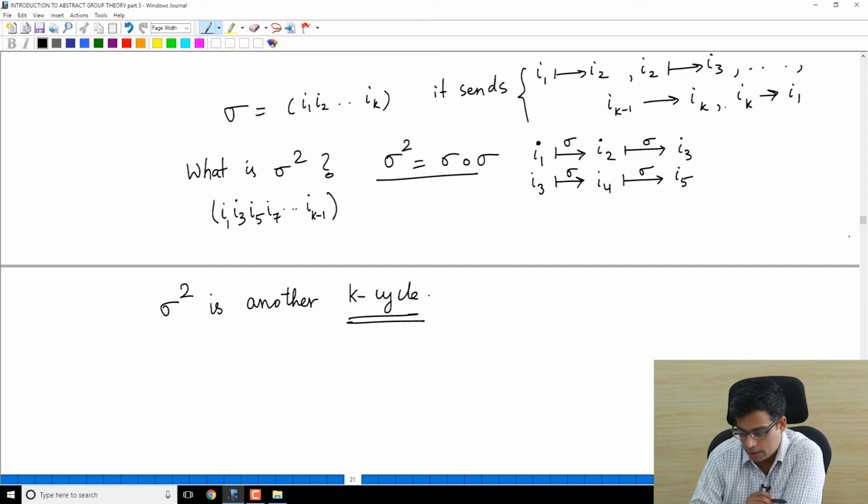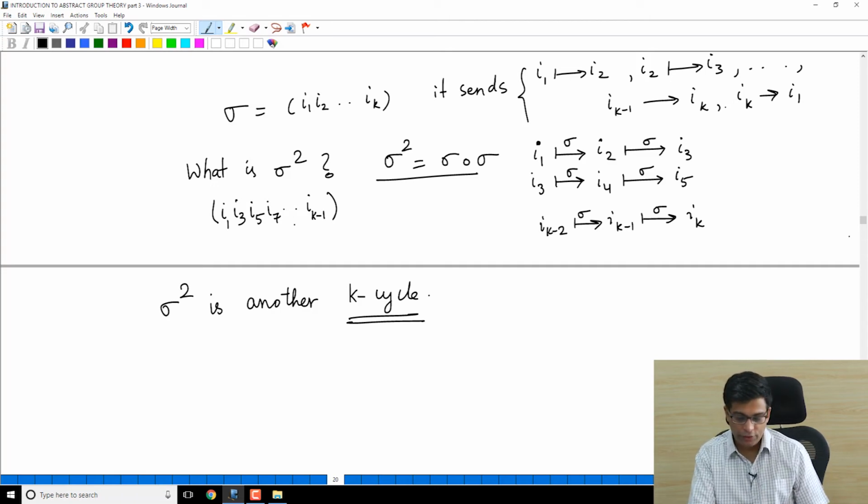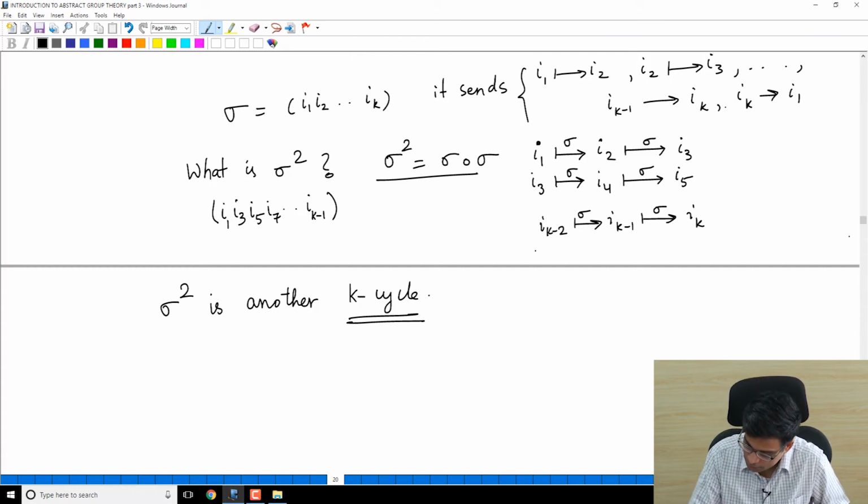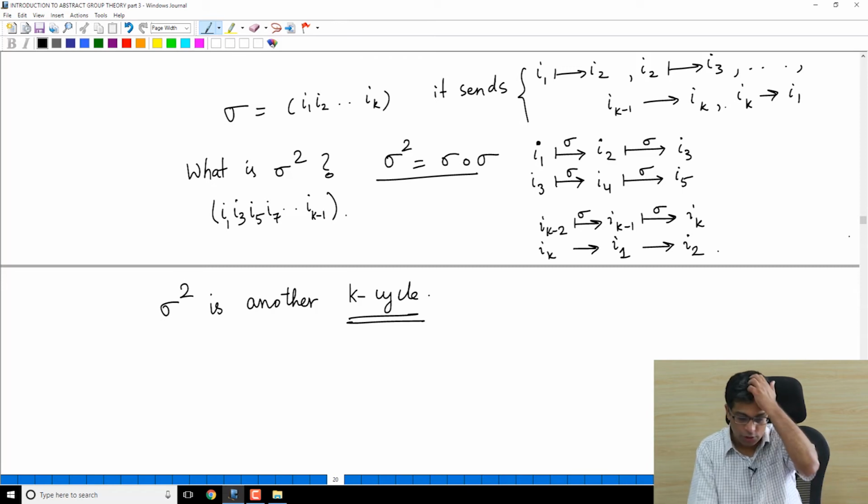where is ik appearing here? See, i(k-2) goes to i(k-1) under sigma, and under sigma again it will go to ik. So ik will appear here. Every element will also appear. For example, i2: where does i2 go? ik goes to i1 and i1 goes to i2, so ik goes to i2. So they all appear here.